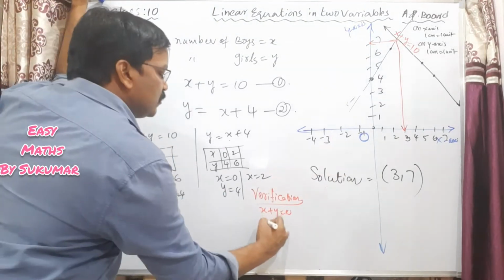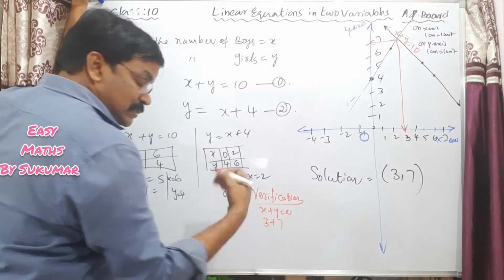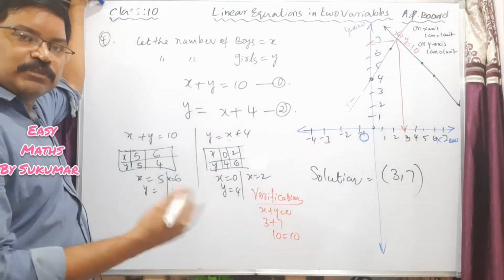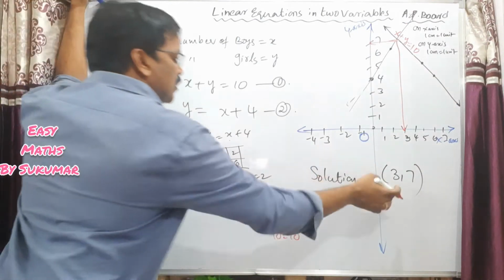Here x is 3 and y is 7. So 3 plus 7 is equal to 10. 10 is equal to 10. Both LHS and RHS are equal. So (3, 7) is the solution.